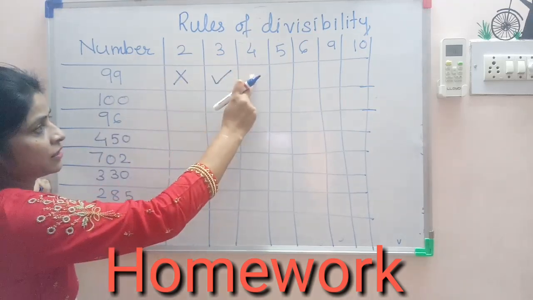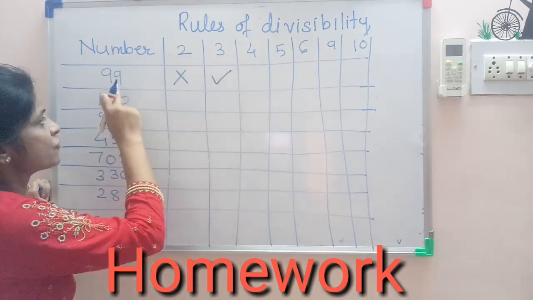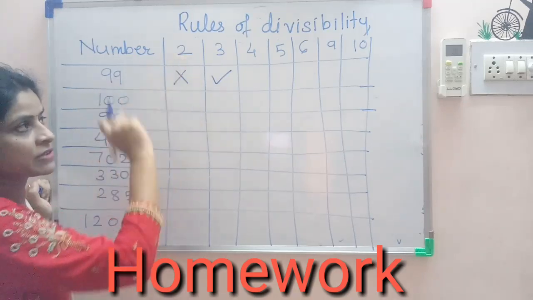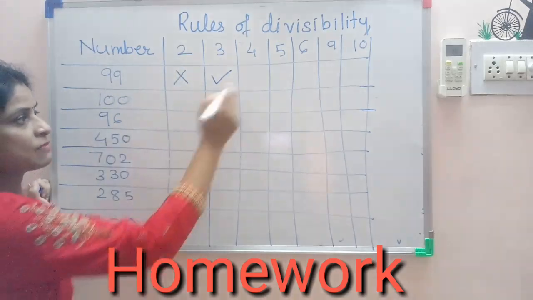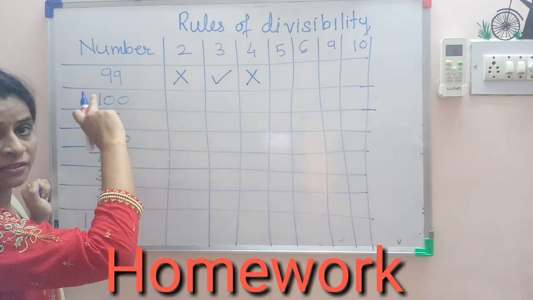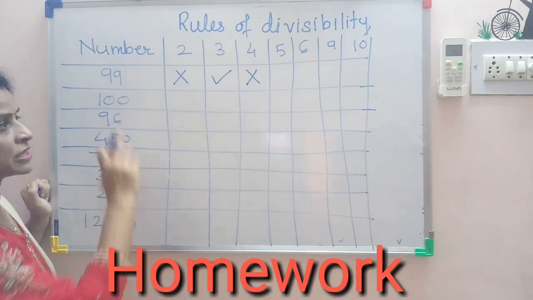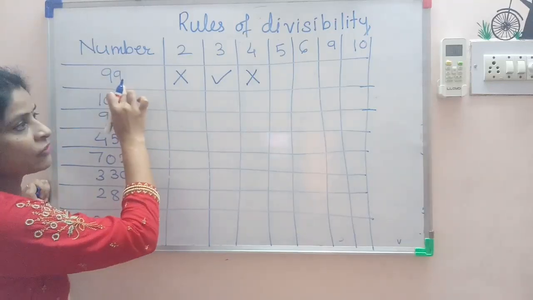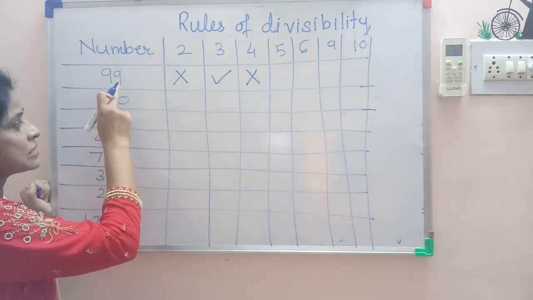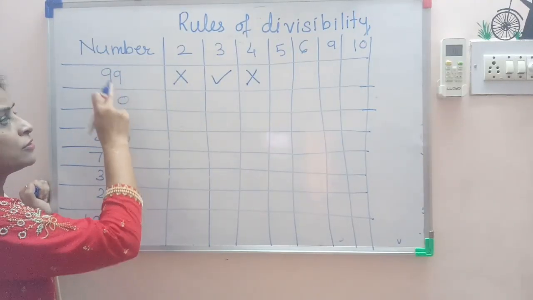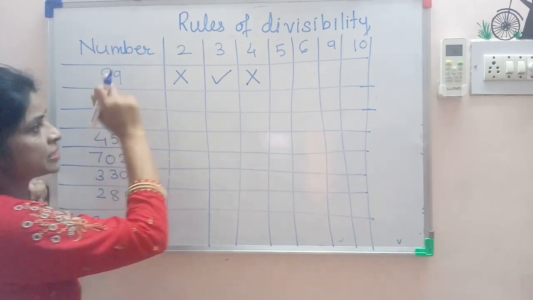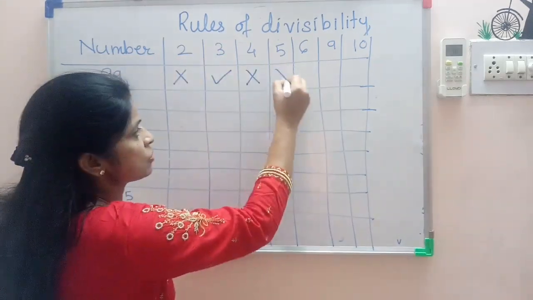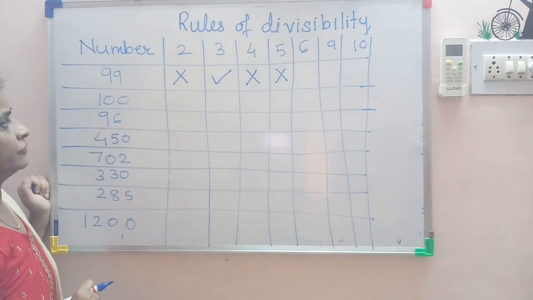Now next, is it divisible by 4? 99 is not divisible by 4. If you divide it, there will be a remainder. So it is not divisible by 4. Whether it is divisible by 5, for that you have to see the last digit should be 0 or 5. But here the last digit is 9. So it is not divisible by 5.